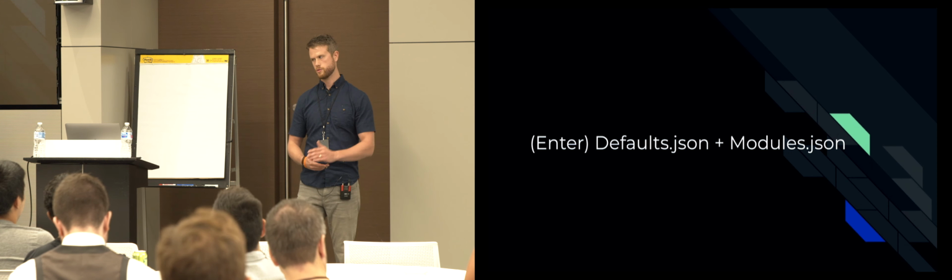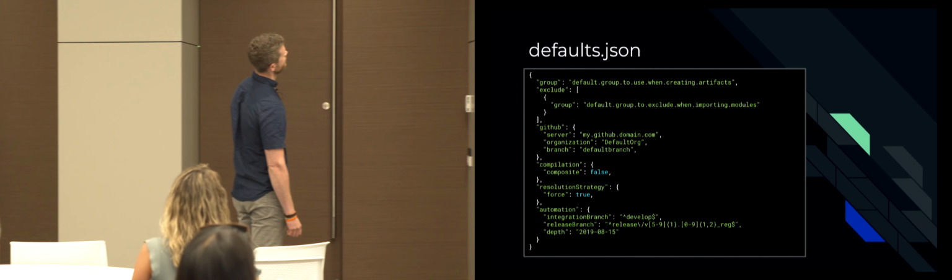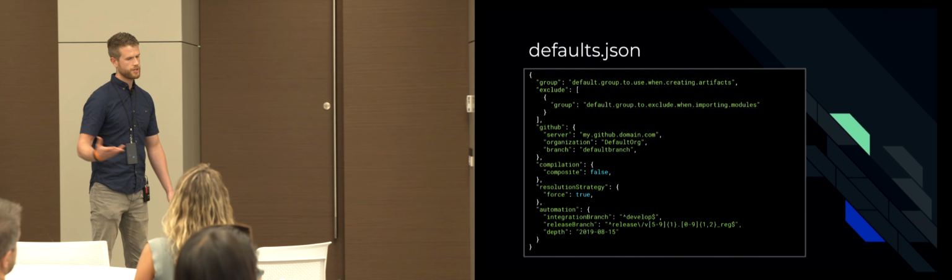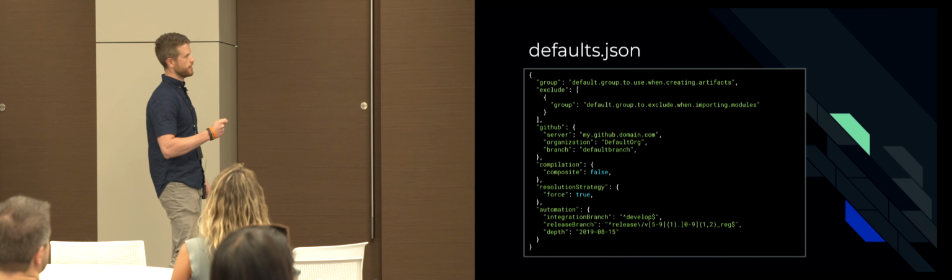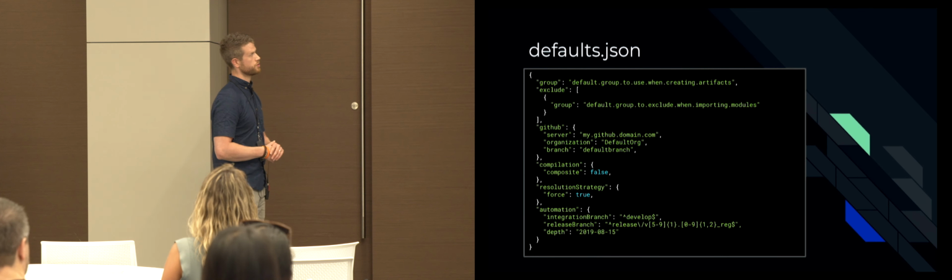What does it look like? This is font size 9, so I hope you can all see it. It looks pretty good. Defaults.json, again, will list the things that modules inherit. These are the things that, unless overridden, they will all just assume as truth.